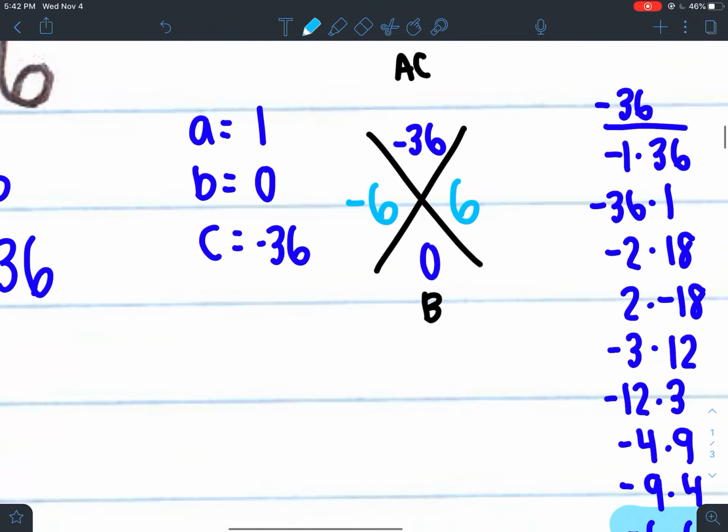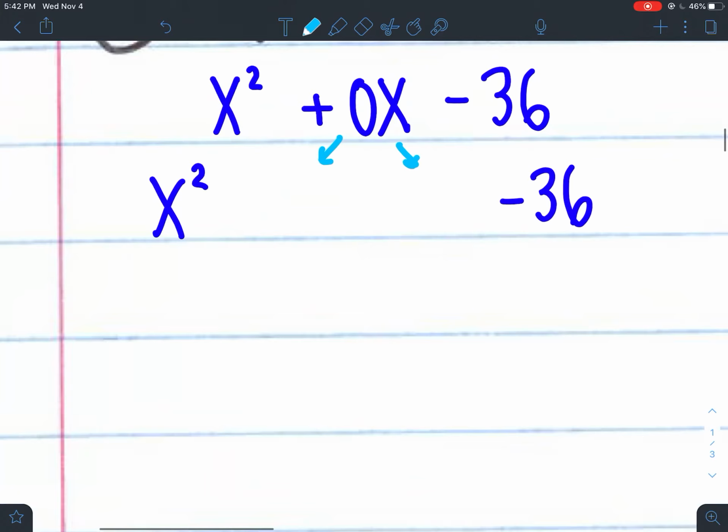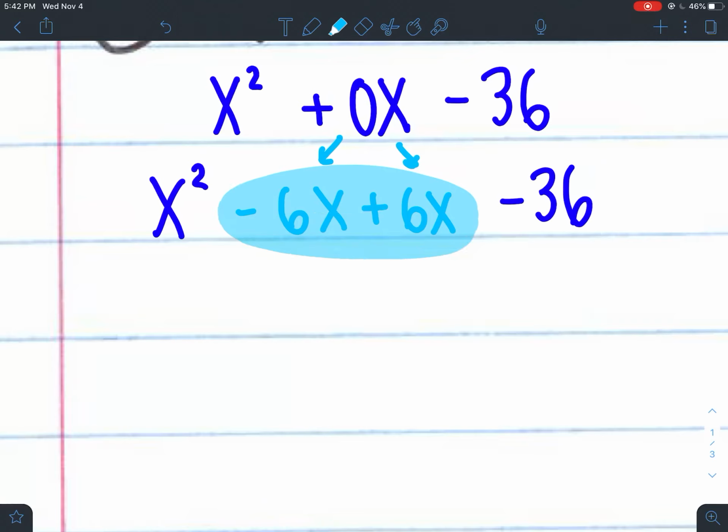Now remember from the previous notes, the order of this doesn't matter. So if you want to do positive 6 and then negative 6, that is also okay. So I'm going to do negative 6x and plus 6x. Now the reason why we're doing this is technically, have we changed anything? Does negative 6x plus 6x make 0x? Yeah, and it should, because all we're doing is uncombining the like terms. So you're not changing anything here.